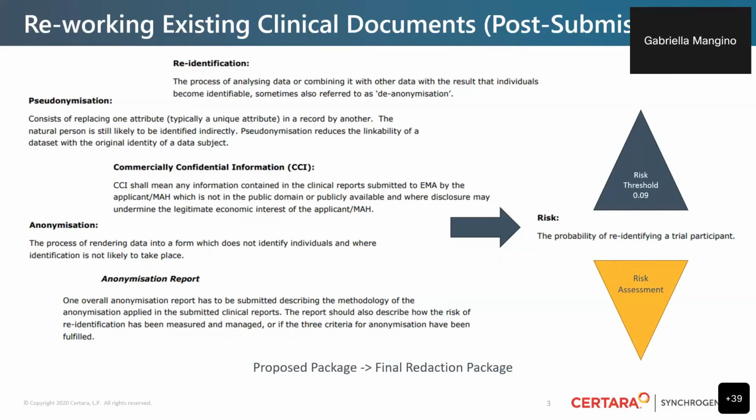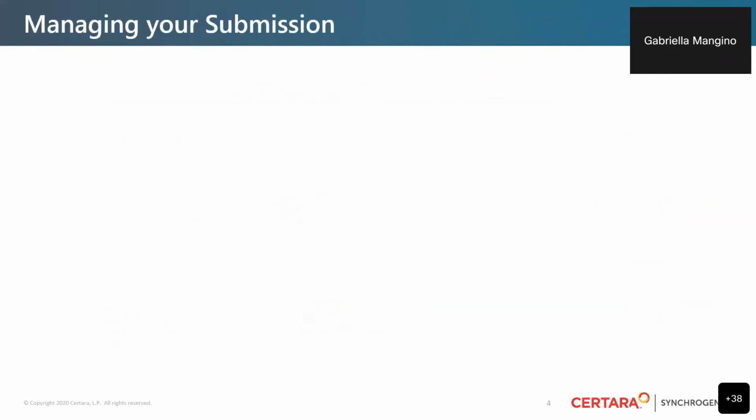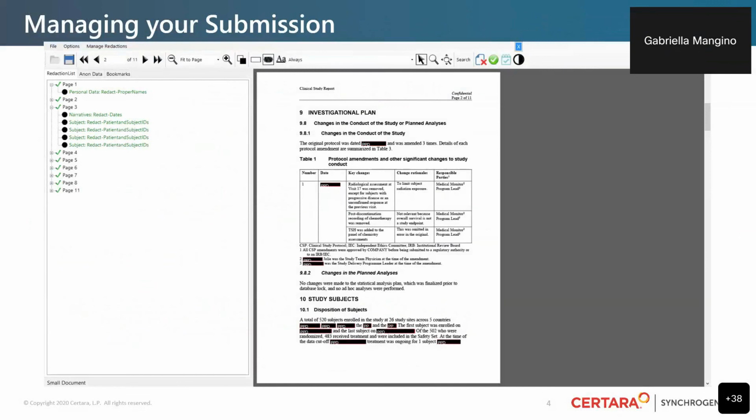Ultimately, this is resulting in a proposed package for submission that may be delivered to EMA or Health Canada for an initial draft review before then the final redaction package is created. So what would this look like to actually manage a submission like this? As I mentioned, there could be so many documents that are included in these T&D efforts.